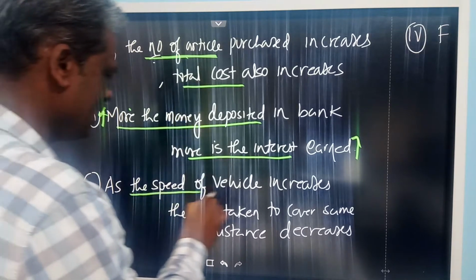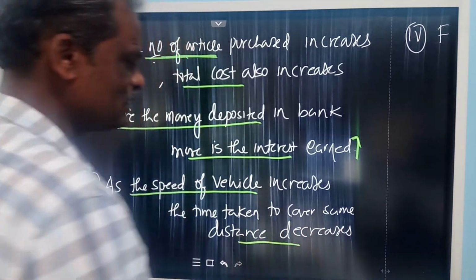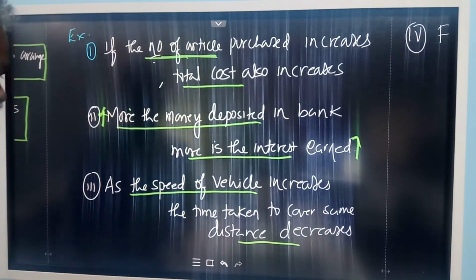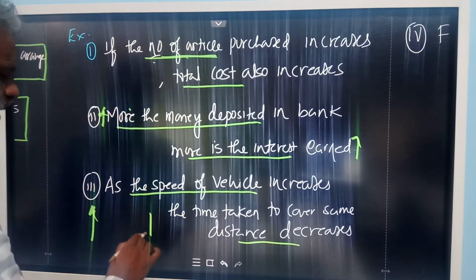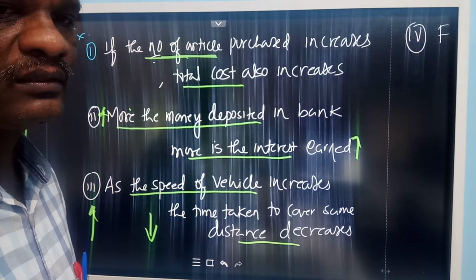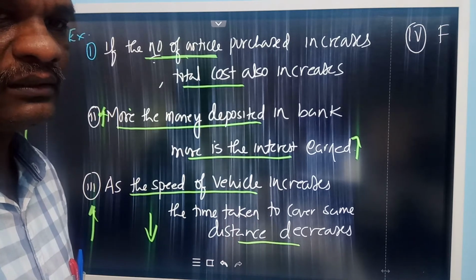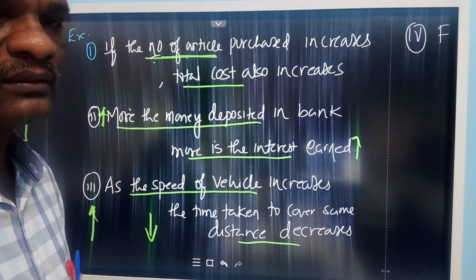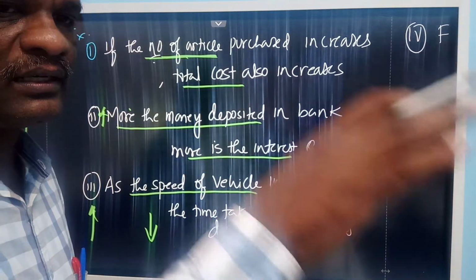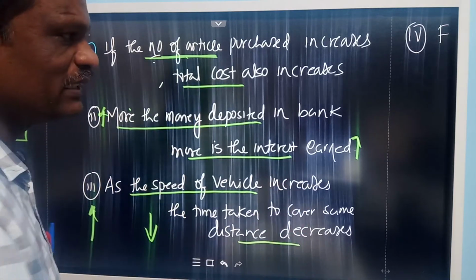As the speed of the vehicle increases, the time taken to cover the same distance decreases. Now you increase the speed, time taken will decrease. You are going with 60 km speed, you may take 2 hours. You are going with 120 km speed, you may take 1 hour. So increase the speed, time taken will decrease. One quantity is increasing, the other quantity decreasing.